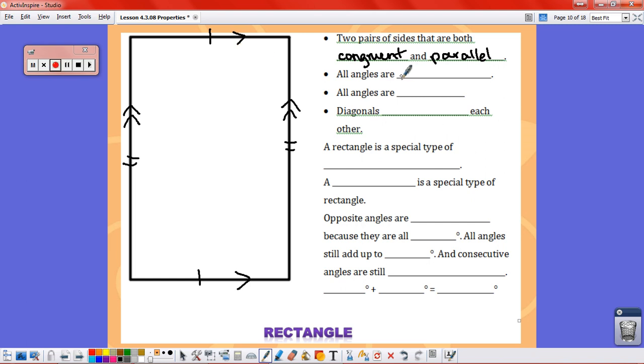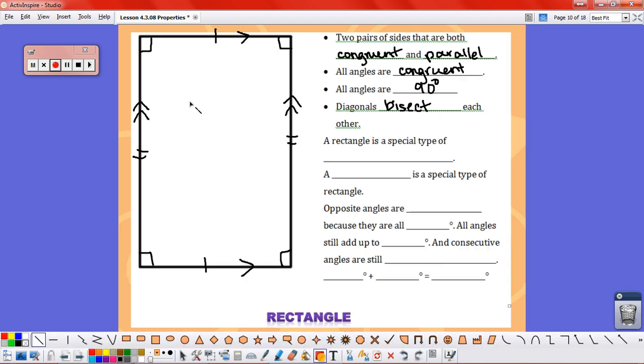All angles are congruent. All angles are 90 degrees. So 90 degree angle, 90 degree angle, 90 degree angle, and 90 degree angle. Diagonals bisect each other, just like with the parallelogram, because this is a parallelogram. It's just a special type of parallelogram. So I draw my diagonals, and they bisect.